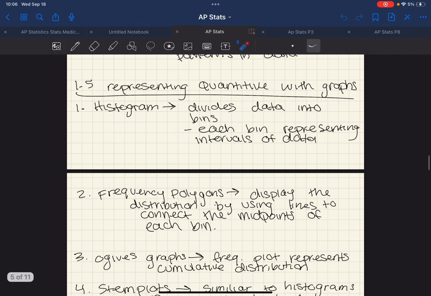And then lastly, 1.5, representing quantitative data with graphs. We talked about a couple of these, and the first one was a histogram. So a histogram divides data into bins. So remember when we draw a histogram, it looks like a bar graph. So we draw a bunch of bars next to each other, but those bars don't represent a single point of data. They represent an interval of data. They call that interval of data a bin. Each bin represents intervals of data.